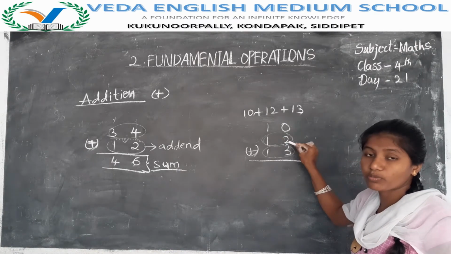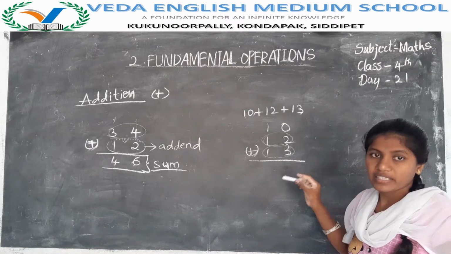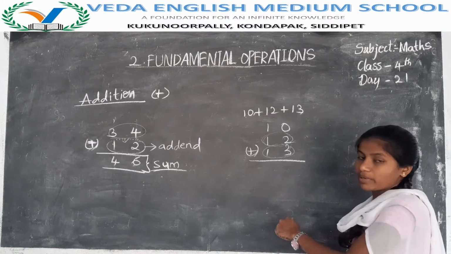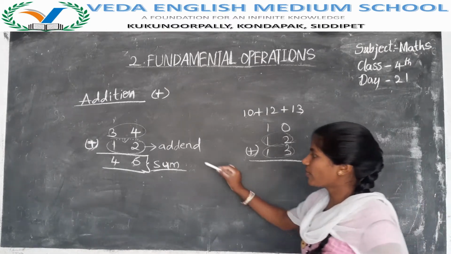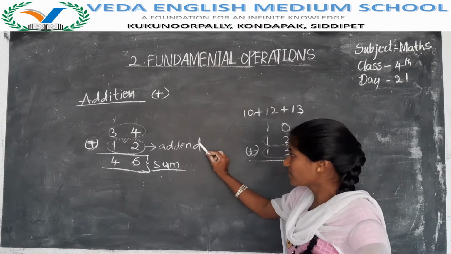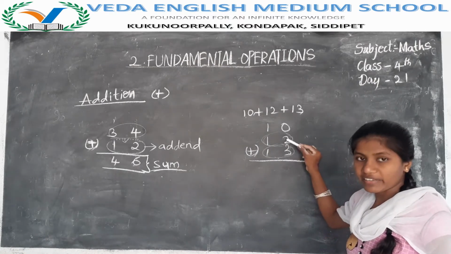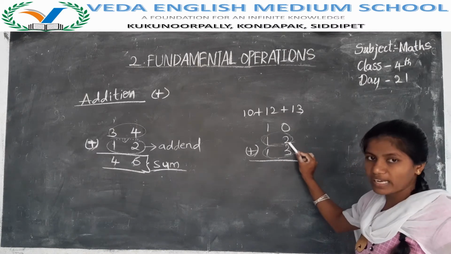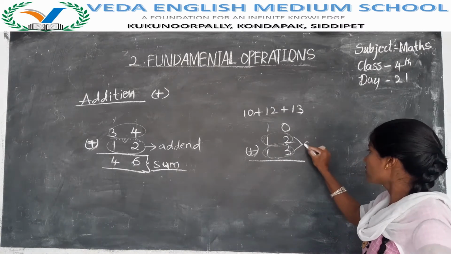So 12 and 13 both are called addends. The numbers to be added are called addends. యాడ్ చేసే నెంబర్స్ ఏమంటారంటే addends అంటారు. The spelling of addends is ADDENDS. For this 10 we are adding 12 and 13. So 12 and 13 are called addends.